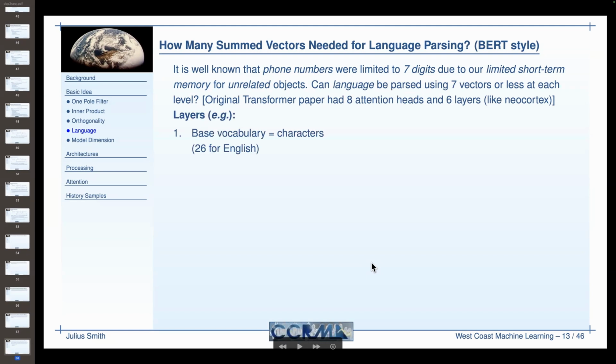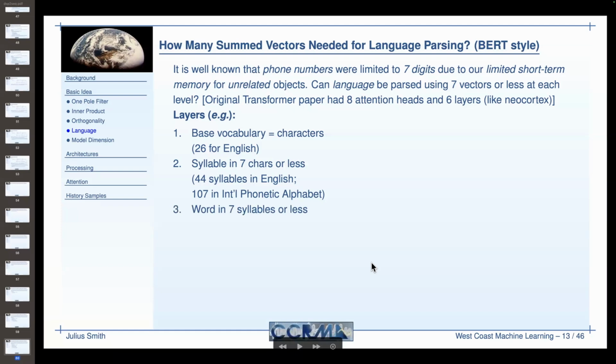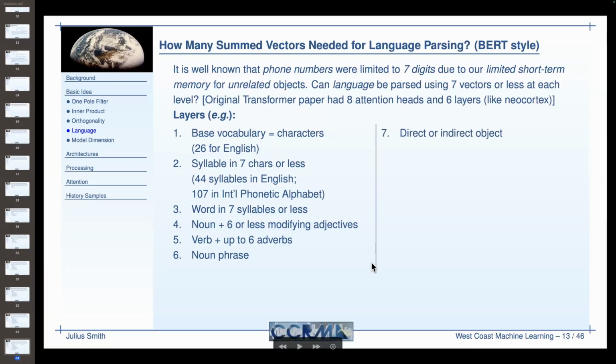Here's just a thought experiment. You've got 26 characters. Let's say you have to make all of your syllables in 7 characters or less. That's no problem. Let's say you have to make your words in 7 syllables or less. That's pretty good, except for supercalifragilistic and such. And then you can have a noun with up to 6 modifying adjectives. Take that in one gulp. That seems reasonable. A verb with up to 6 adverbs, gulp. Then you can start having a whole noun phrase, a direct object or an indirect object, a prepositional phrase.